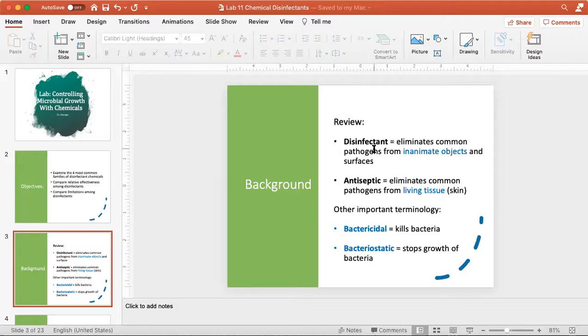There's a couple of other terms that we need to be familiar with, and these are discussed further in the lecture this week. One is this term bactericidal and bacteriostatic. You'll hear these words used when people talk about antimicrobial drugs, antibiotics, and so on. When we discuss a chemical, whether it's a disinfectant or an antibiotic, and we call it bactericidal, we're saying that it can kill bacteria outright.